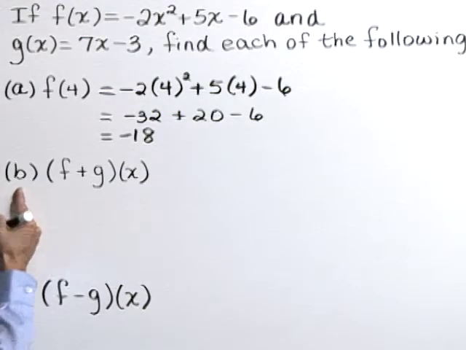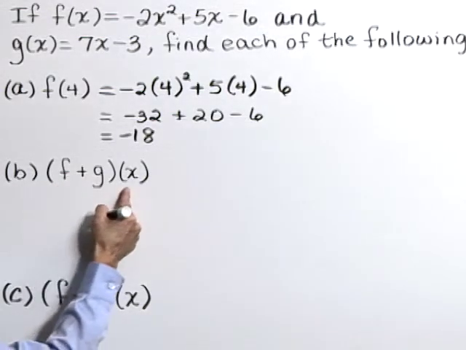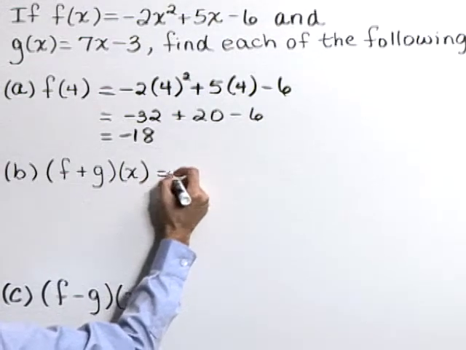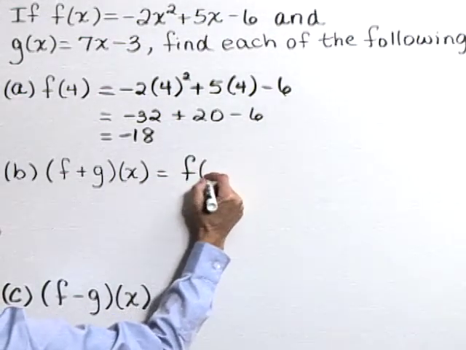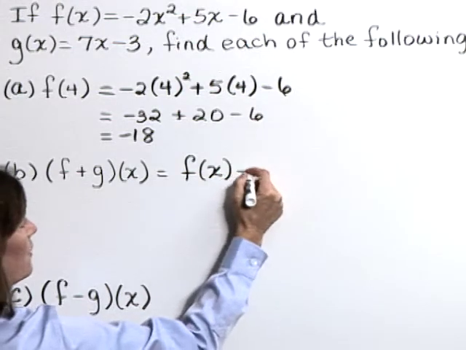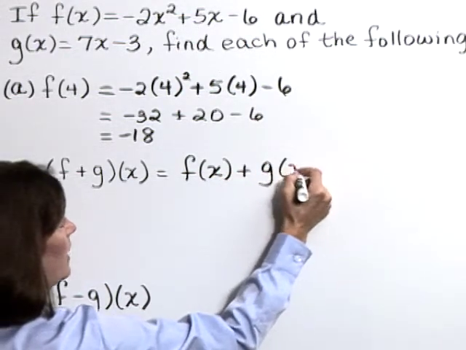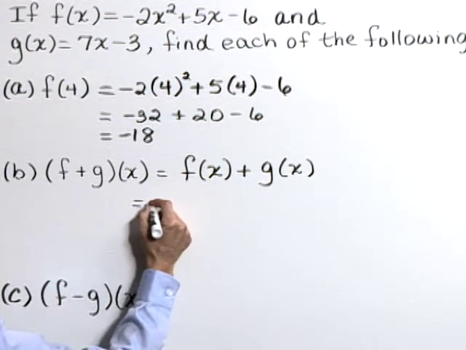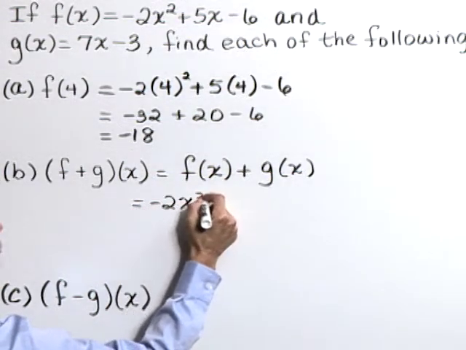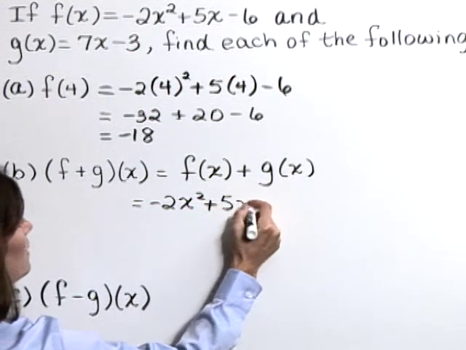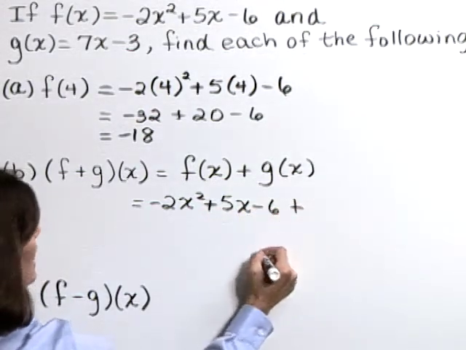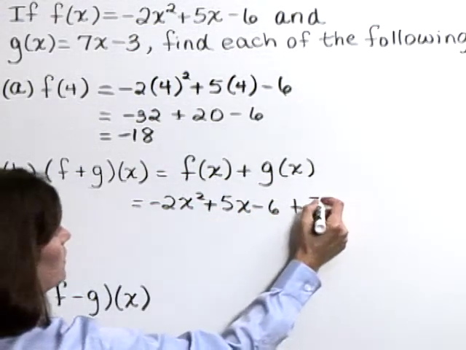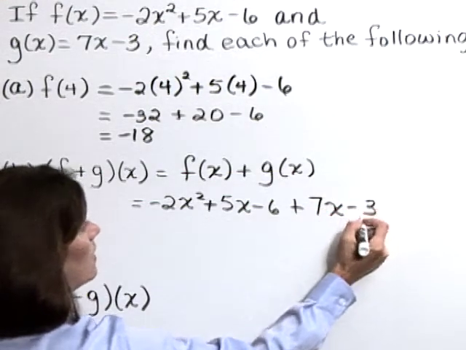Moving to part B now, we'd like to find f plus g of x. Let's go ahead and write that next as f of x plus g of x. So we're going to add these two functions together. f of x is negative 2x squared plus 5x minus 6. Add that to g of x, which is 7x minus 3.